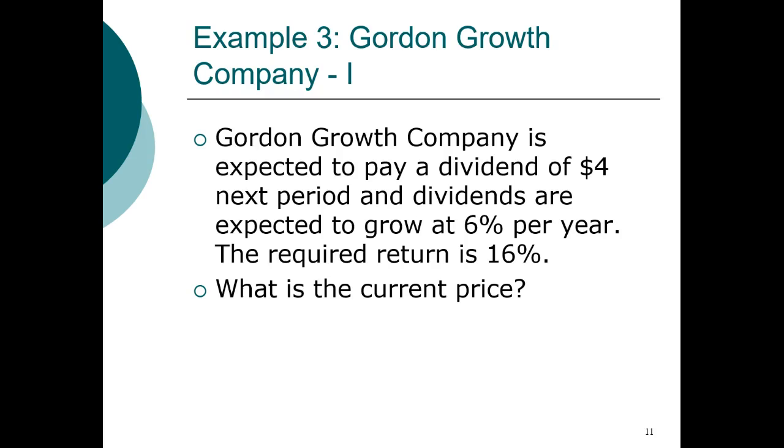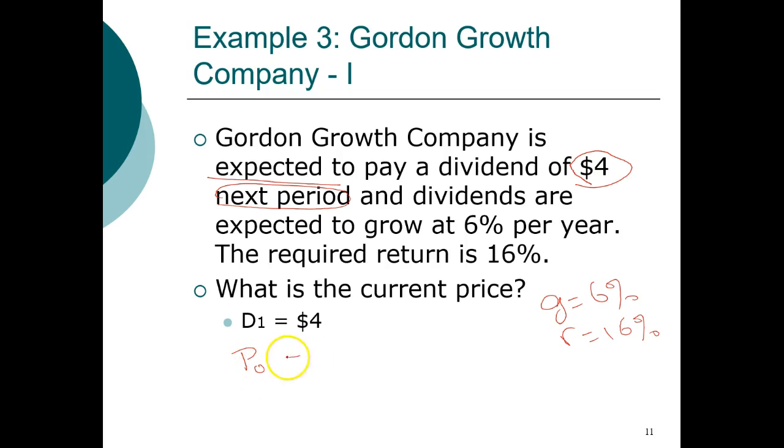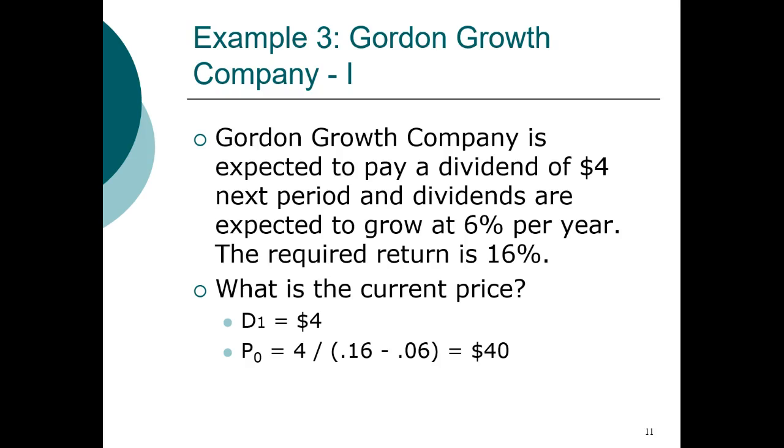All right, welcome back. So as I said, this is similar to what we have done before. So we know there's $4 in dividends. So the big question is whether or not that's dividend in year one or dividend in year zero. Since it says that it's expected to pay next period, the next period is year one. So the $4 is dividend in year one. And we know that the growth rate is 6% and the required return is 16%. So again, we want to write that information down. So we can find the price of the stock today, which is $4 divided by the required return minus the growth rate. So that's $4 divided by 0.1. And that gives us the price of the stock today, which is $40. So hopefully all of you get $40.